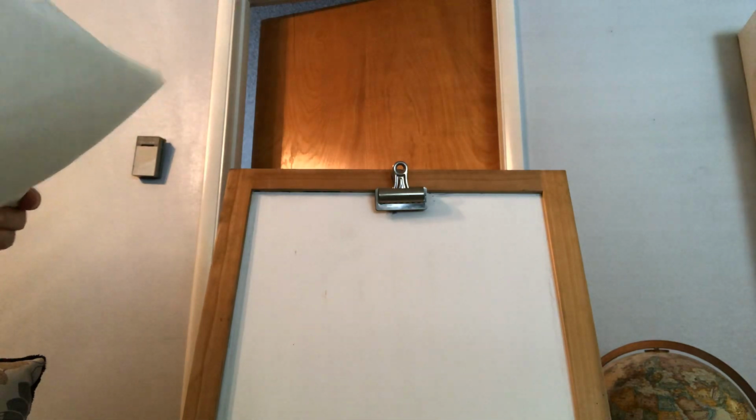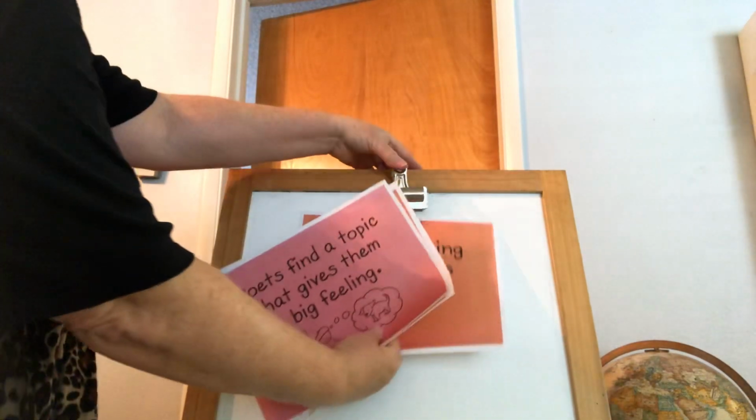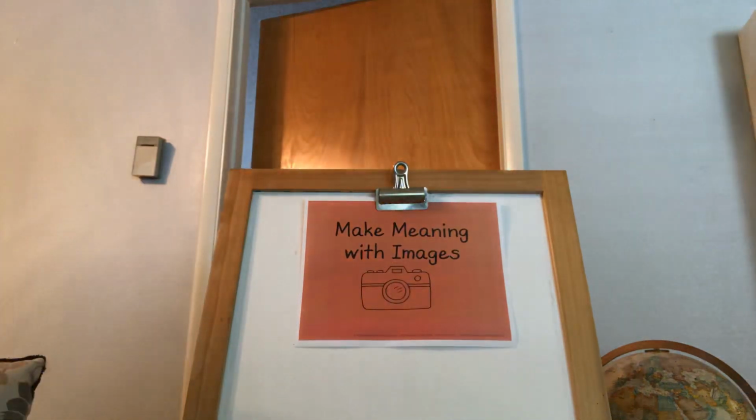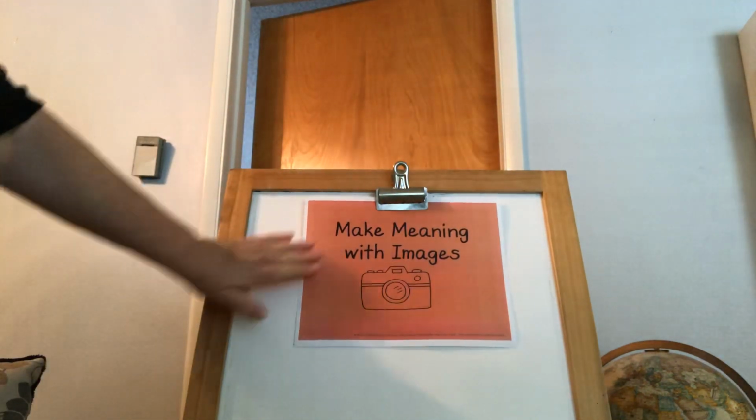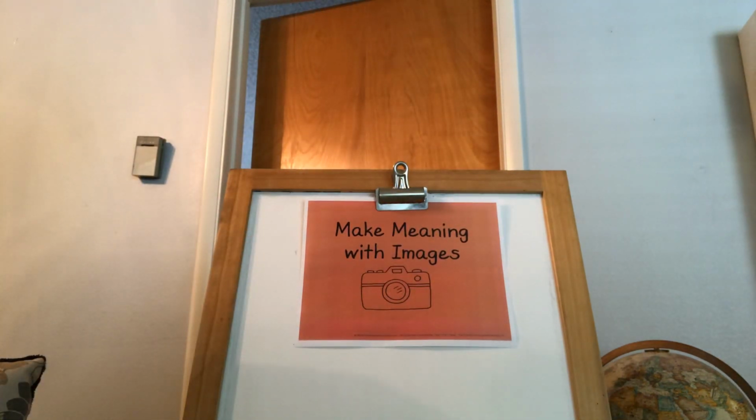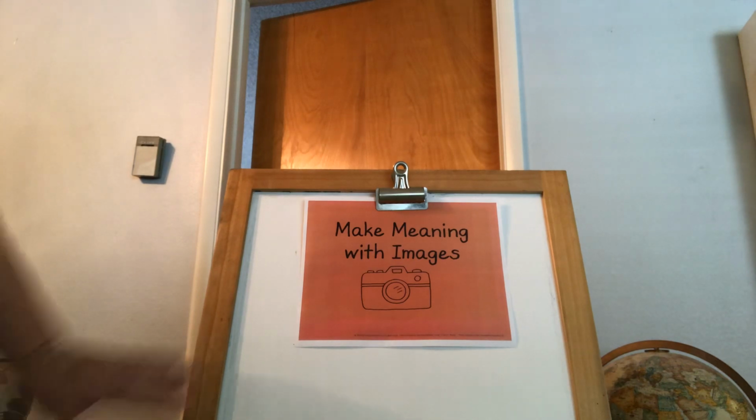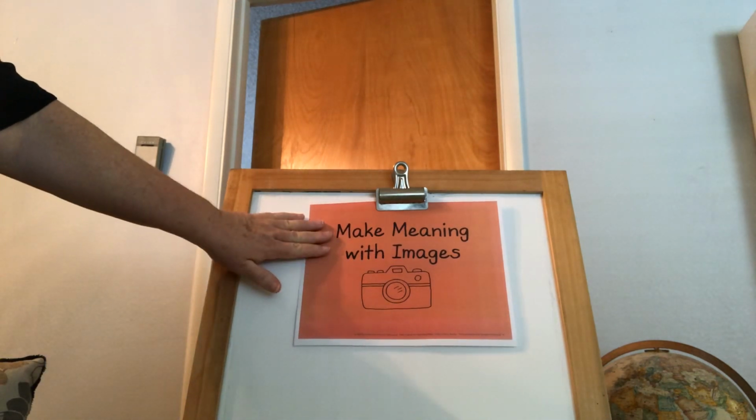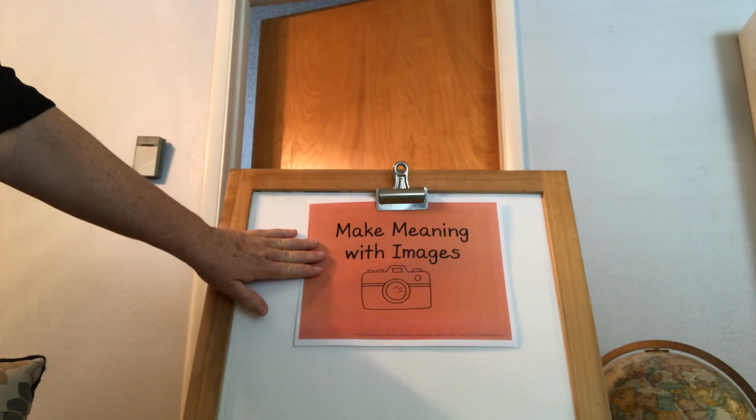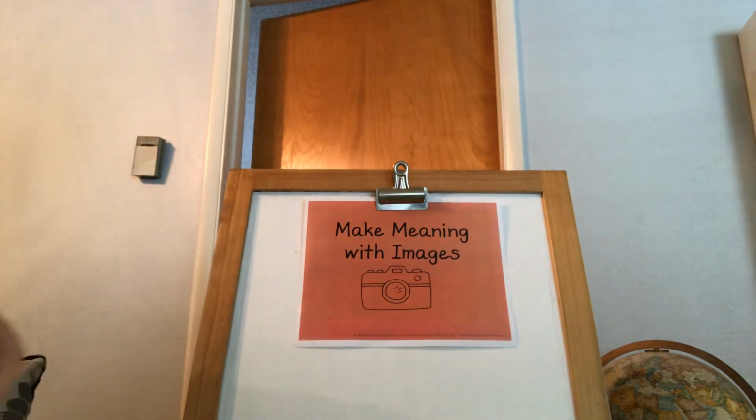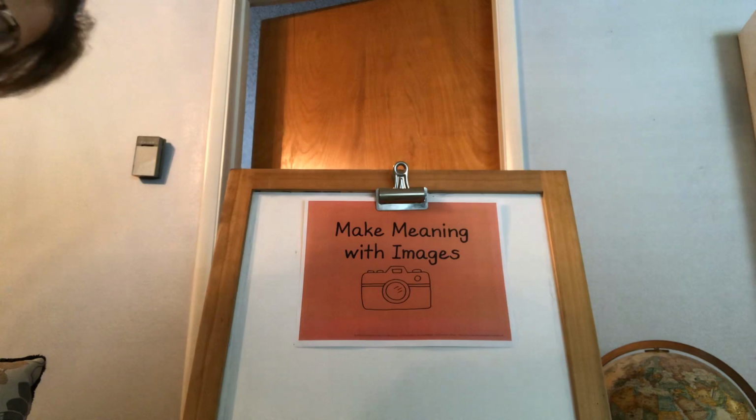So the first thing I want to talk about is this idea that we need to be making sure that we're making meaning in our poetry. And as I watch you guys on Flipgrid, I am so proud of all of you and the work that you're doing. You are amazing poets, and I would like to just encourage you to keep going. So one of the things that we can do is make meaning with images. And so what does that mean, right?